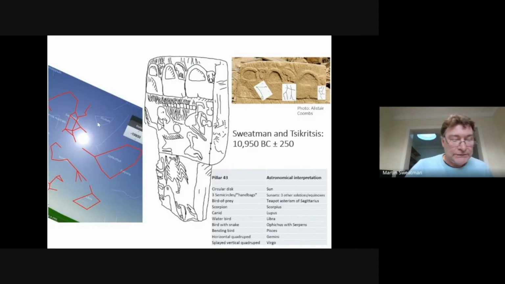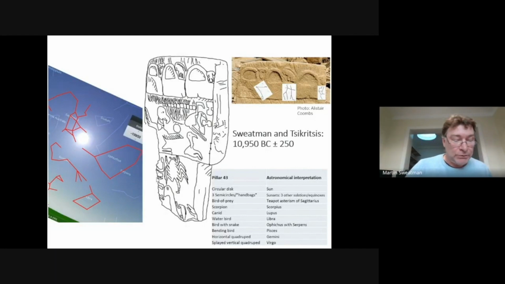Furthermore, if we take this vulture or eagle to symbolize the part of Sagittarius as it sets on the western horizon, then we can expect that Scorpius should be directly below it, and we actually do see a scorpion exactly where we expect.